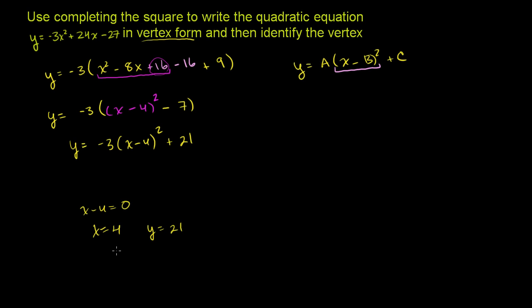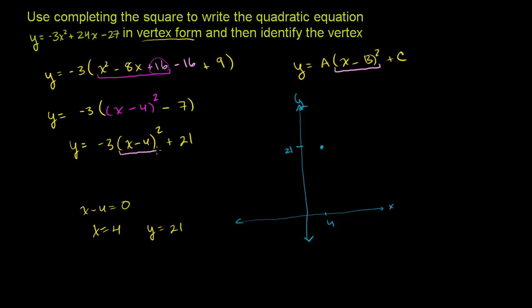So the vertex of this parabola, I'll do a quick graph right here, occurs at the point (4, 21). I'll draw it like this. If this is the y-axis and that's the x-axis, this is the point (4, 21). Now, that's either going to be the minimum or the maximum point in our parabola. And to think about whether it's the minimum or maximum point, let's explore this equation a little bit.